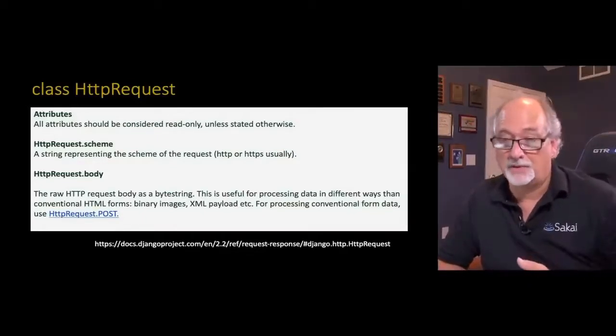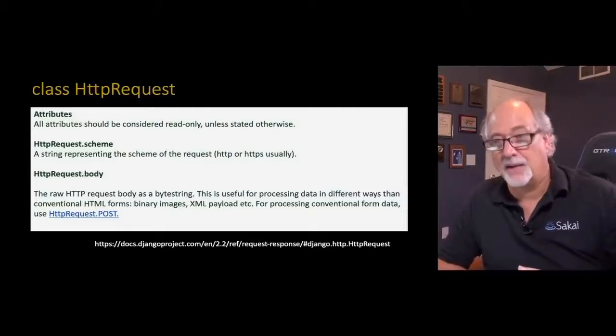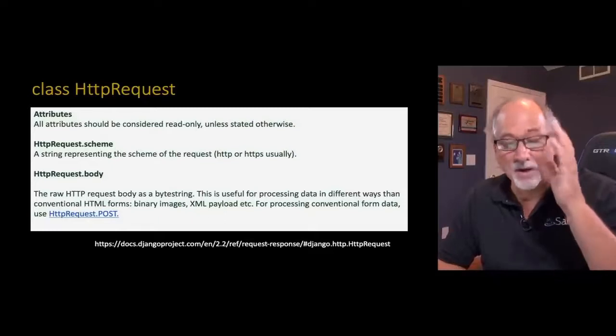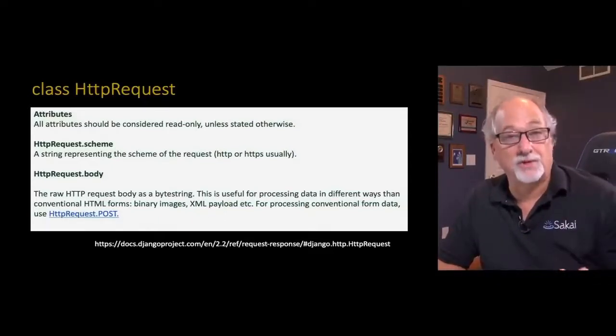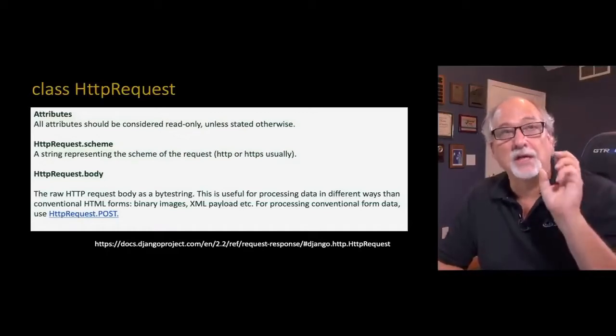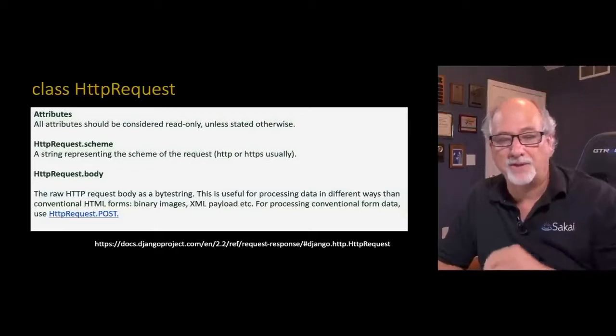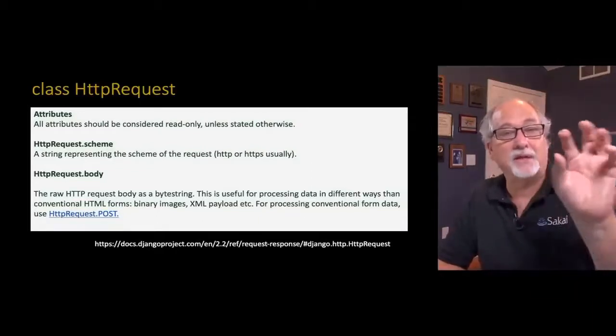The scheme. Now, what is the scheme? Whether or not it's secure or insecure, HTTPS. The body, it's a string. So there are about 20 or 30 attributes. We're going to use some of them, but you don't have to use all of them. But you can go look up the documentation, and the more sophisticated your application becomes, the more likely you're going to have to go digging in to find some little bit of the incoming request.